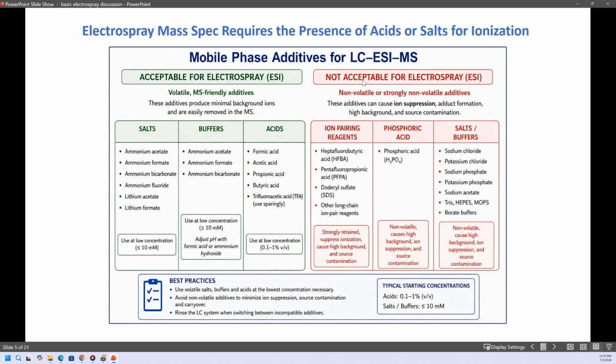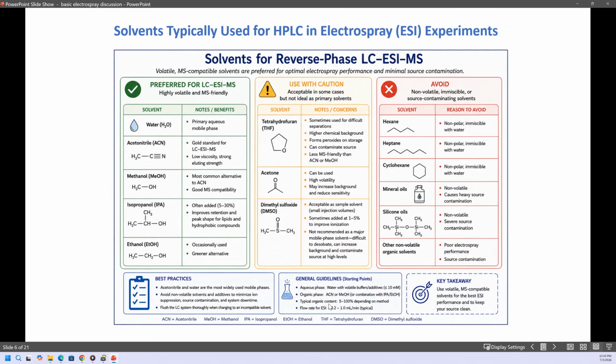Electrospray mass spectrometry requires the presence of acids or salts for ionization, and there are some acceptable ones below and ones that are not acceptable. In general, use formic acid in both the aqueous and the organic phase, because it's usually two-phase solvents, the water to get things off initially, moving toward higher organic to elute things that are more heavily retained at the top end. So use volatile salts, avoid non-volatile additives, and rinse the LC when switching between incompatible additives if you're using the system for other things besides mass spectrometry.